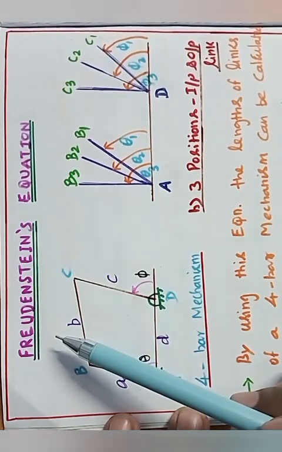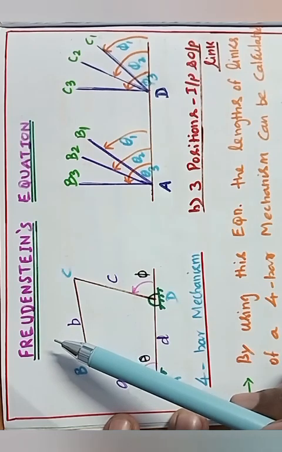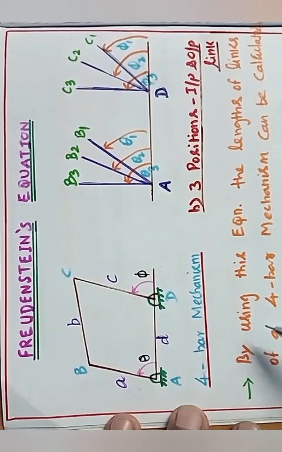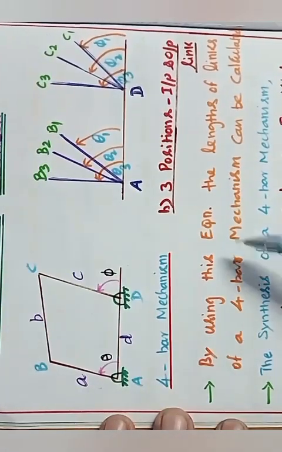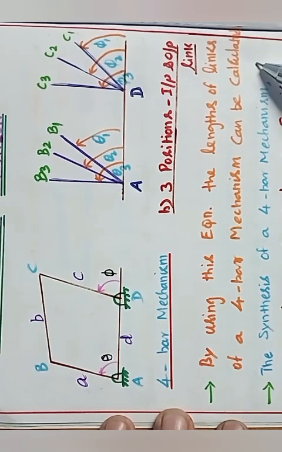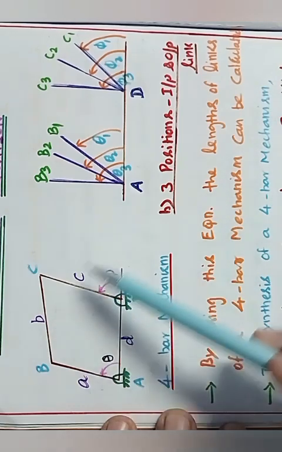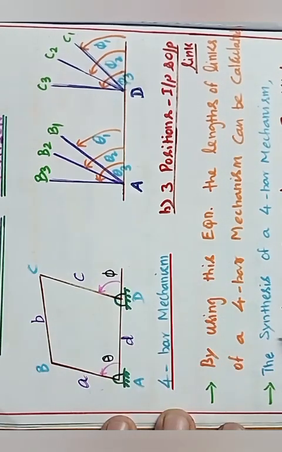Next, we are going to discuss an interesting topic, Freudenstein's equation. By using this equation, the lengths of the links of a 4-bar mechanism can be calculated. By using the Freudenstein equation, we can calculate the link lengths. Also, this is the synthesis of 4-bar mechanism. Freudenstein's equation is also known as synthesis of 4-bar mechanism.